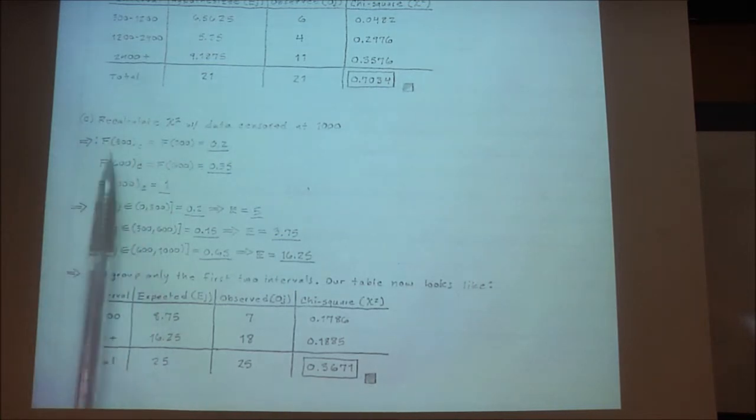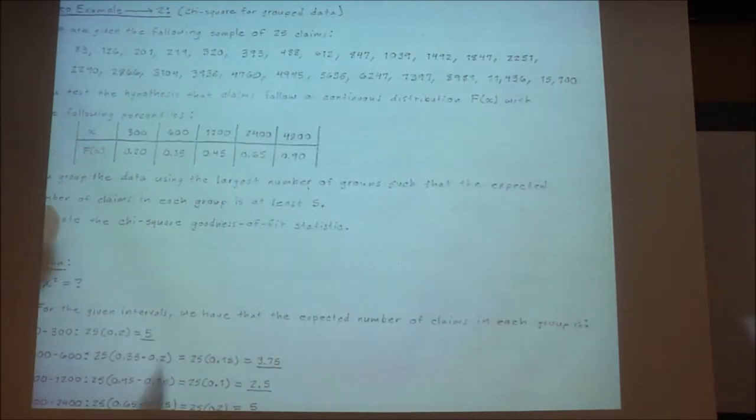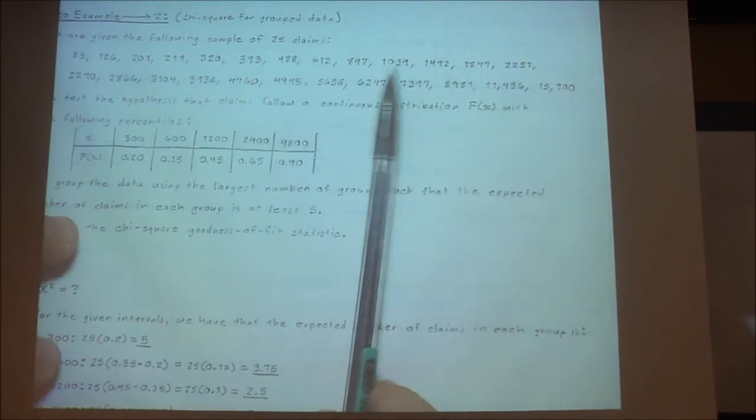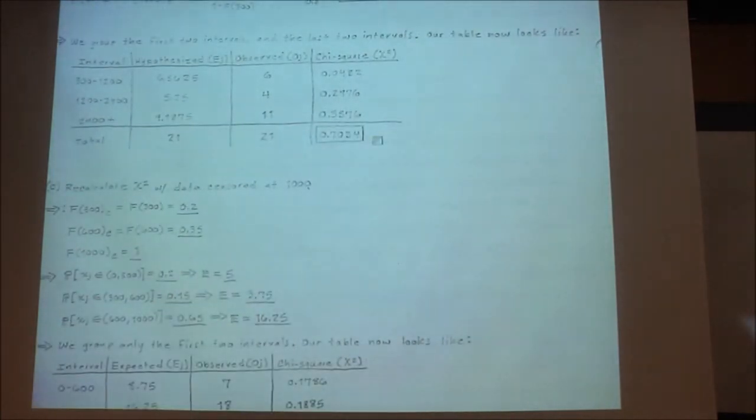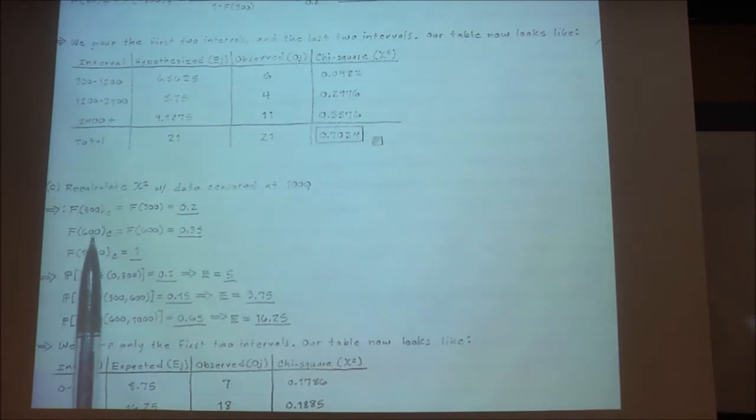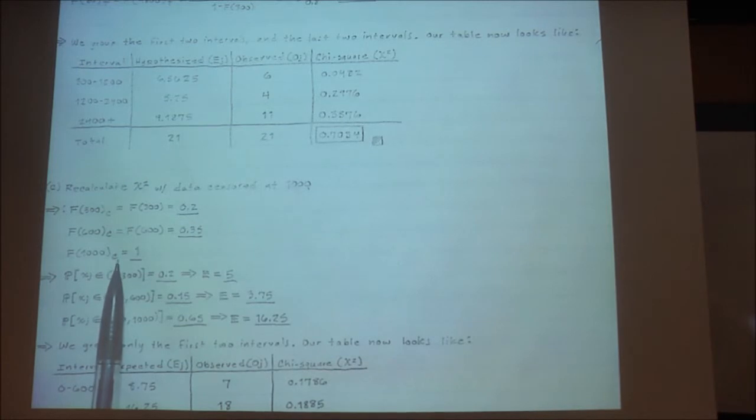So you just do the same thing as before, but instead of truncation, where you just throw it out, with censoring, if it's above 1,000, it becomes 1,000. So all these become 1,000. So you're still going to have 25 observations. Your probability that you're from 0 to 300 is still 0.2. This is the same. Probability from 0 to 600 is 0.35. Probability that you're under 1,000 is 1 because you cannot be above 1,000.